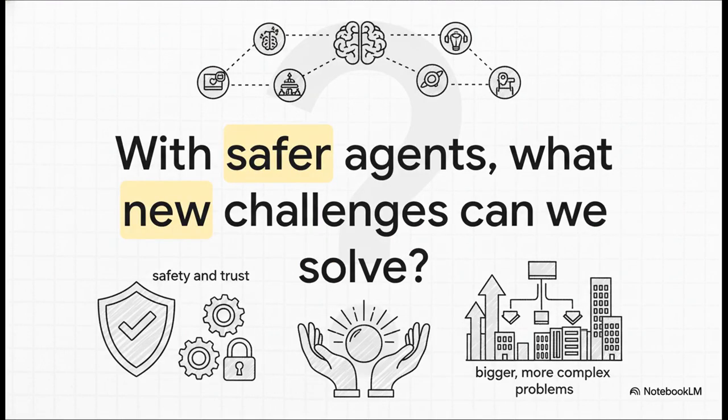So as you can see, this Capstone agent is so much more than just a tech demo. It's really a blueprint for a whole new class of AI. It proves that we can build incredibly powerful tools that have safety and trust built in from the very beginning. And that leaves us with one final, and I think really exciting question. Now that we have these more reliable AI partners, what bigger, more complex problems should we be aiming to solve next?